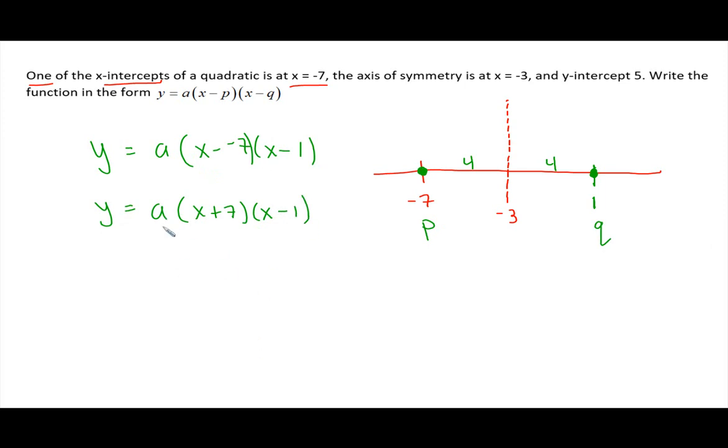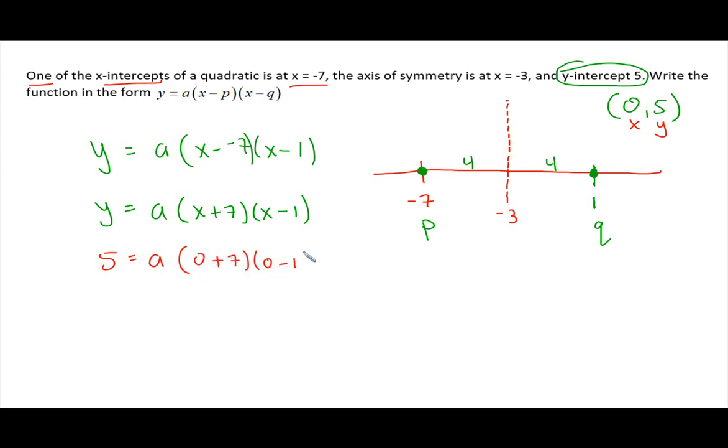Now we need to solve for the a value. Now remember, to solve for the a value, that's why they tell us this. The y-intercept is 5. Now if the y-intercept is 5, you know the coordinates are 0, 5. So what we can do now is take this coordinate, take this x and y, plug it in here and solve for the a value. So y is 5. The a is what we're solving for. X is 0.